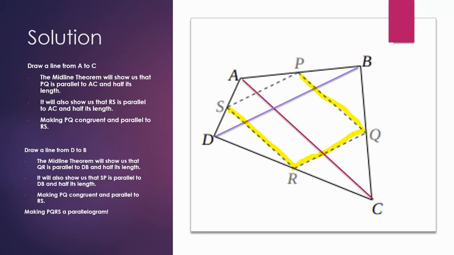We can also see that since S is the midpoint of DA and P is the midpoint of AB, SP is parallel to DB and half the length, making PQRS a parallelogram as it has two pairs of congruent and parallel sides.